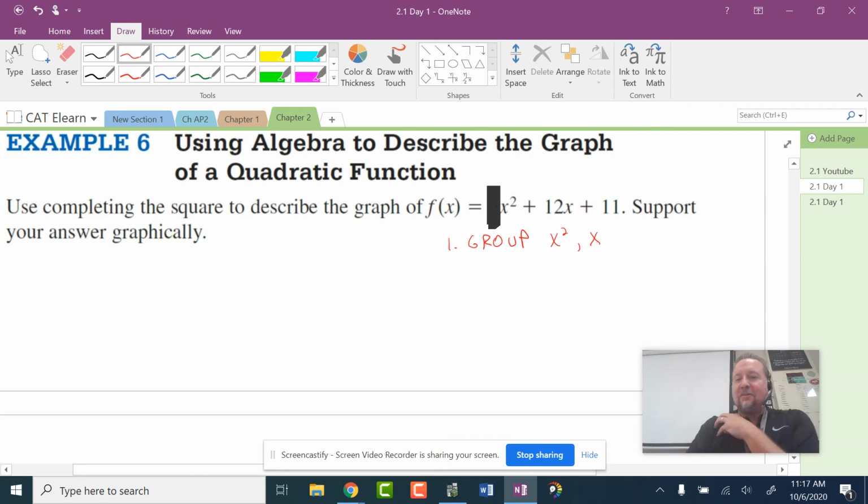Okay, class, here's how you complete the square. You group x squared and x together. So I'm going to rewrite this. And then whatever you do to one side, you do to the other. So I'm actually going to set this up and teach you that this is only 2 steps when 1 is the leading coefficient. This is going to be easy, this one. By the way, whatever I do to one side, I do to the other.